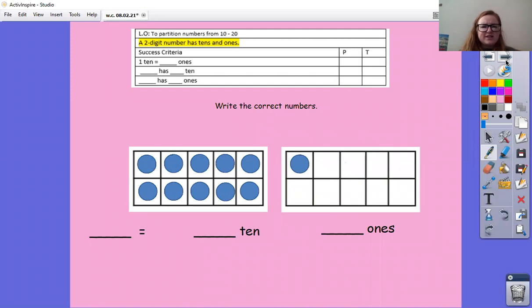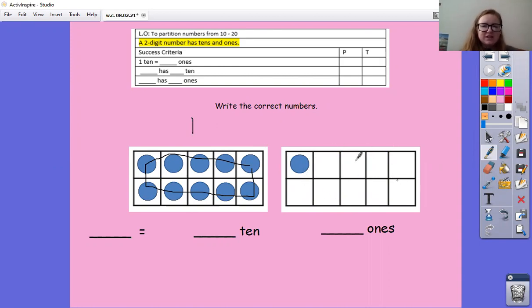Let's have a look at this number then. So this number, let's have a look. We've got 2 tens frames, okay? One of these tens frames is full. So if this tens frame is full, what is this representing? Is it representing my tens or my ones? If it's a full tens frame, it is representing my tens, and I have 1 full tens frame, so that is 1 ten. Fantastic.